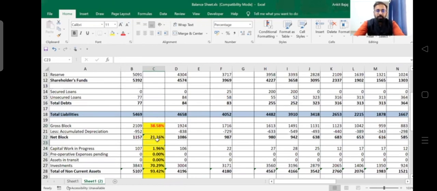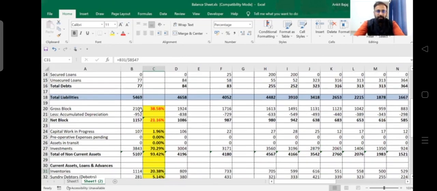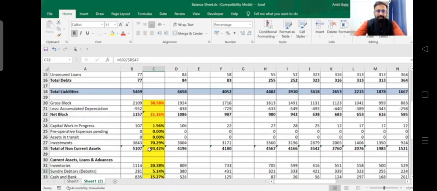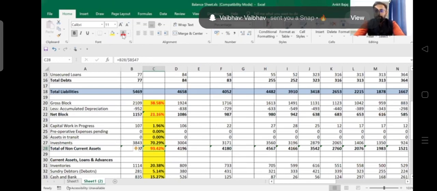Further, the percentage weight of net block is different from gross block because we are charging depreciation. So the value of net block is approximately 21%. Now, if I talk about the total value of non-current assets, it is 93.42 percent. So the total weightage of non-current assets like building, land, etc., is 93.42 percent.